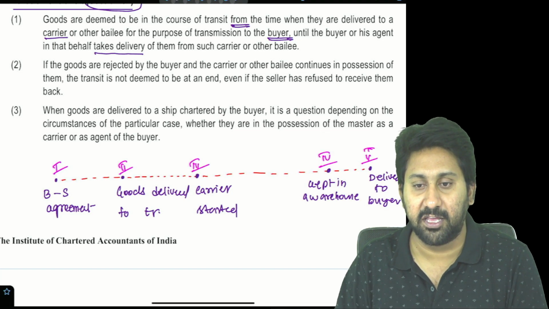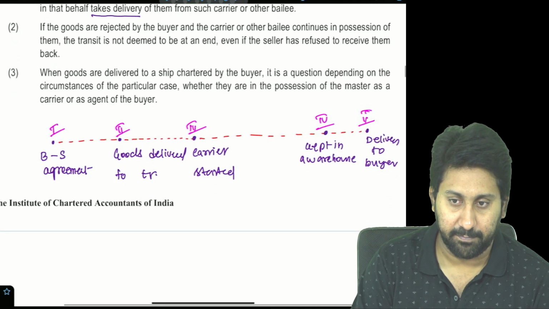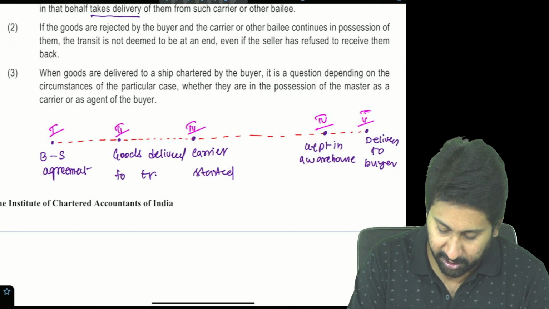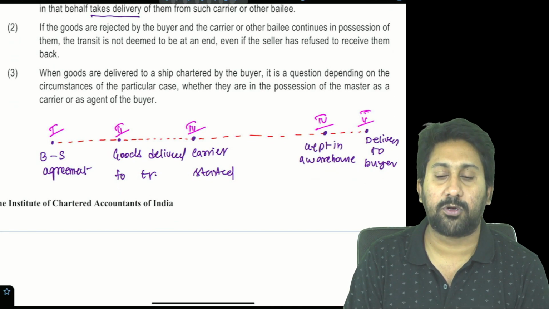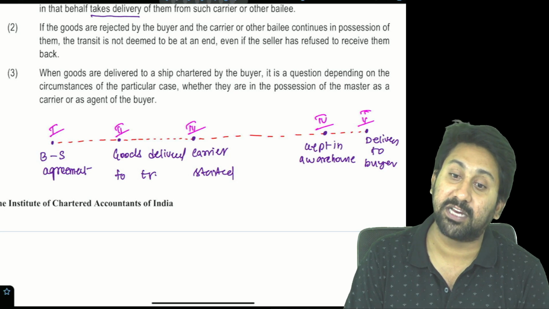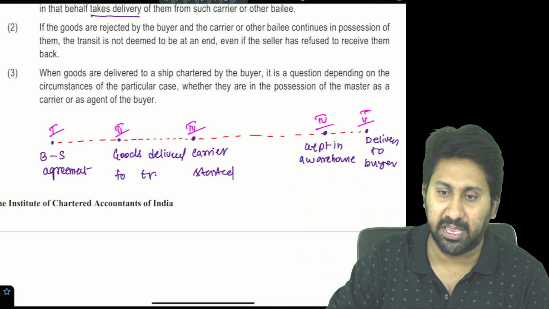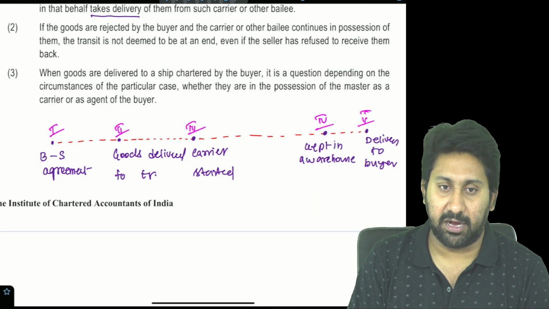How many stages are there? 5 stages are there totally. Buyer and seller entered into agreement. Goods delivered to the transporter. Transporter started. Kept in a warehouse in Delhi, or some buyer place. Delivered to the buyer or his agent.